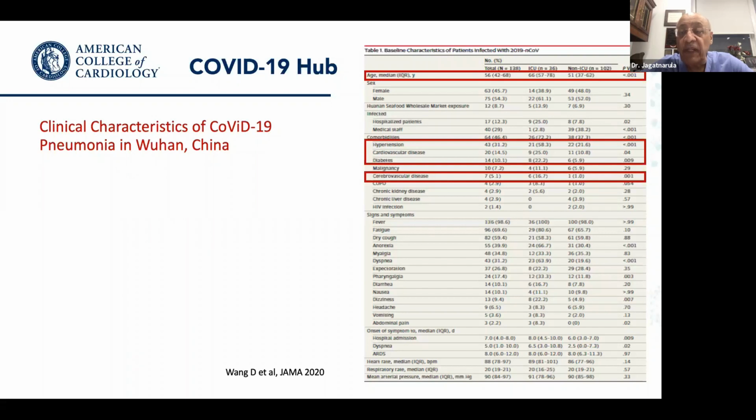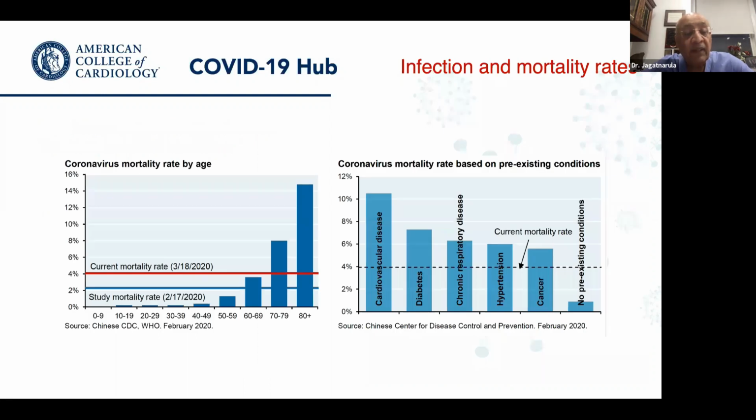were more frequently affected by COVID-19, and there was a much higher need for admission to the intensive care units. It was subsequently confirmed by the CDC China that the mortality rate was much higher with increasing age, as well as much higher compared to the standard mortality. It was much higher in people who had either cardiovascular disease or risk factors for cardiovascular disease.